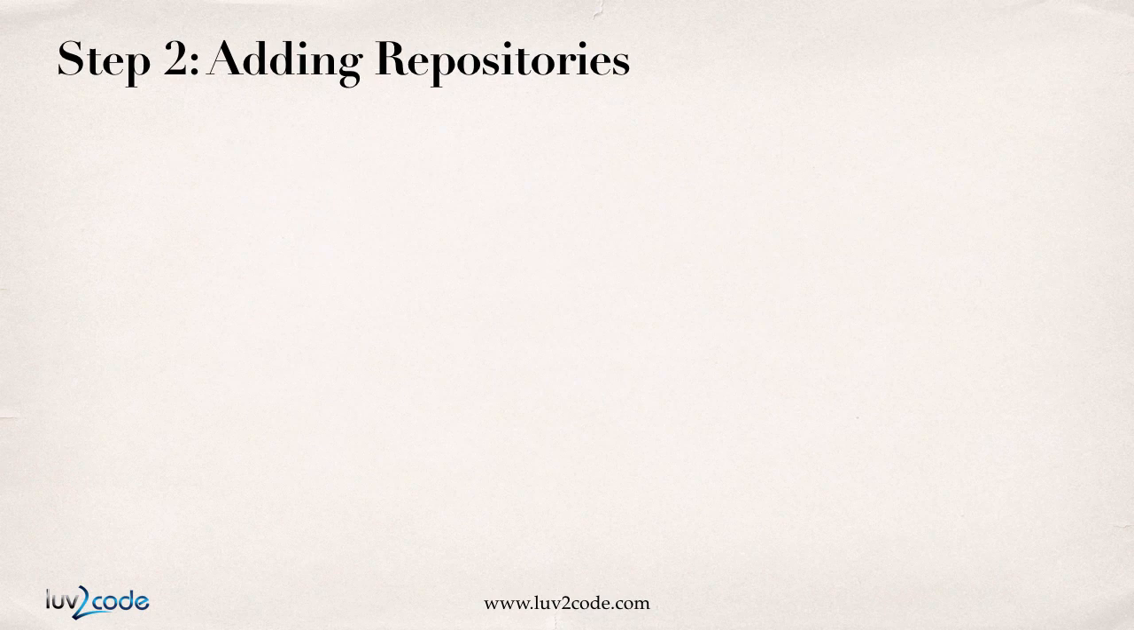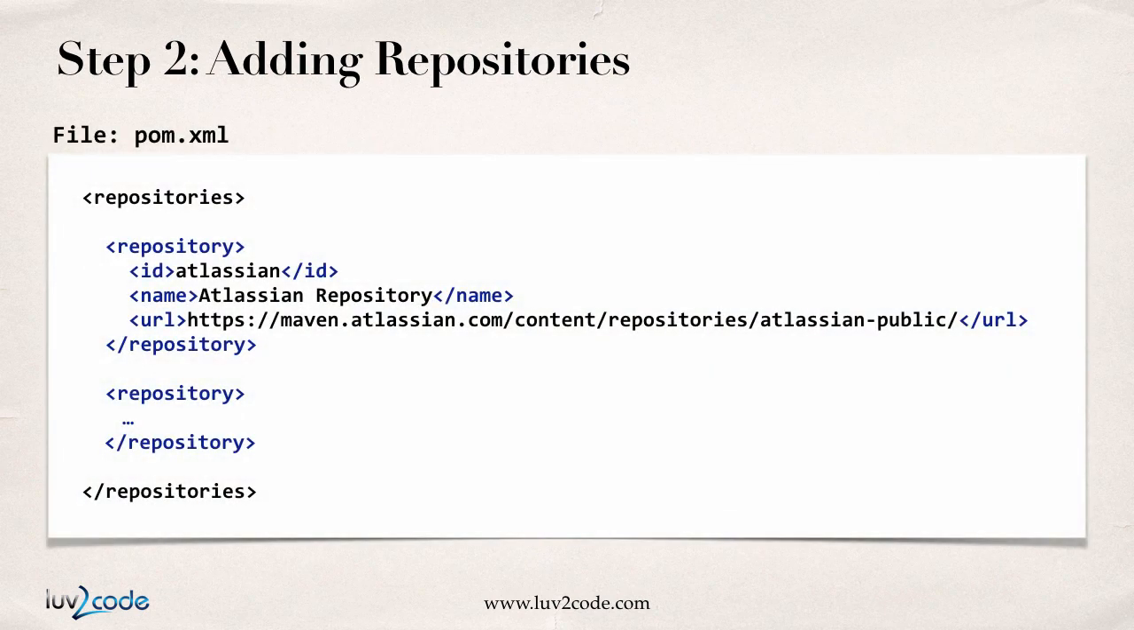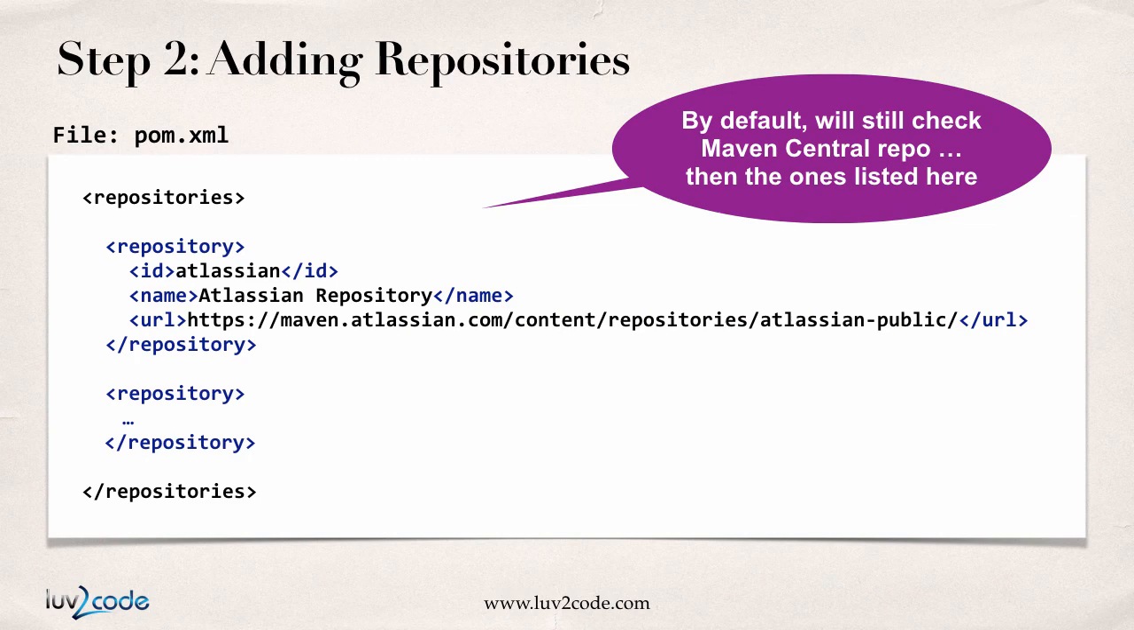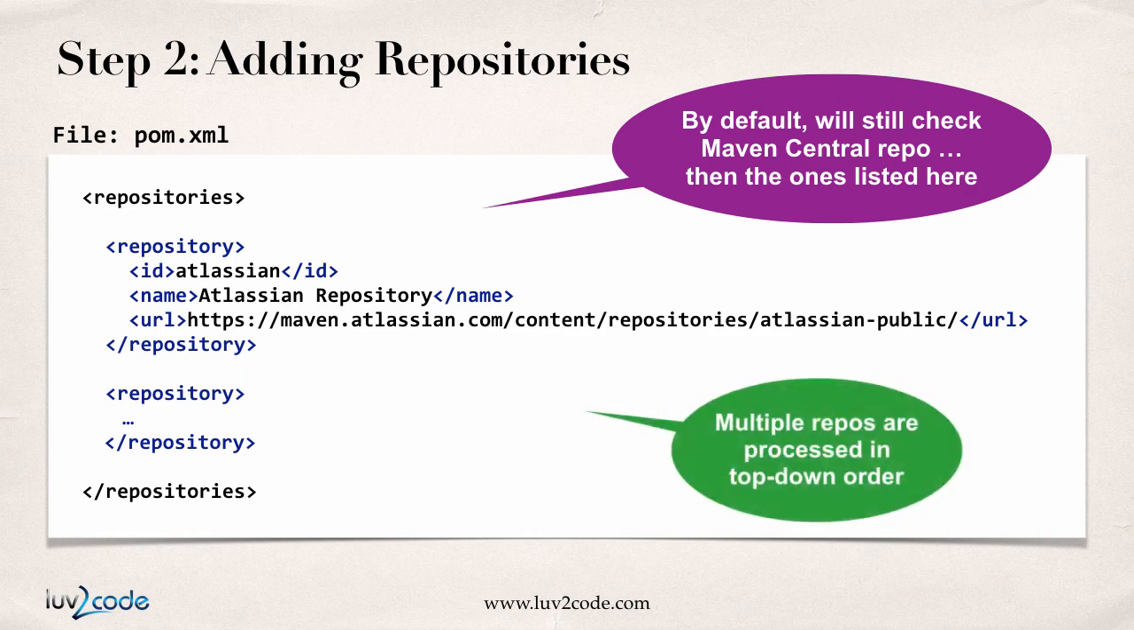In step two, we need to add the repository or a reference to it. In our pom.xml file, we'll have this new section called repositories, and then I'll give a new entry here for a repository. Here I have the ID and the name. The most important item here is the URL. That's the actual location of the Atlassian repository that Maven can connect to. Remember, by default, Maven will still check the Maven central repo, and then it'll go and check the ones that are listed here on this screen. If you have multiple repos listed here, they're processed in top-down order. Maven will go through and check each one of the repos. The first place that it finds a match for the coordinates is the one that it'll actually use.